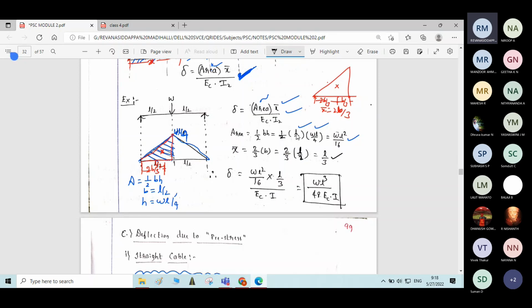Now substitute everything in this generalized formula. Delta is equal to area into x bar divided by E into I. Area is WL square by 8. I have substituted it here.